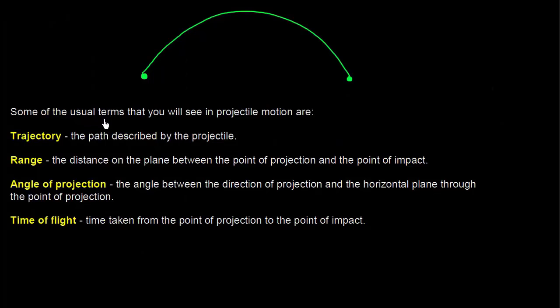Let's learn some of the usual terms that you will use in projectile motion. First is trajectory. What is a trajectory? This is the trajectory. It is the path traveled by the projectile, from here to here, let's say.